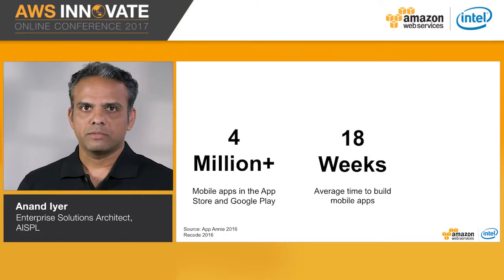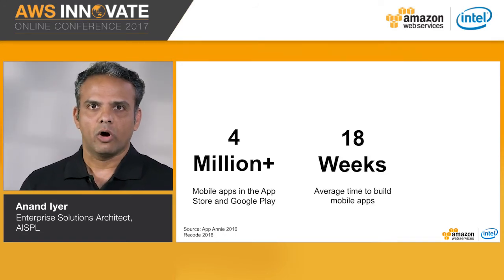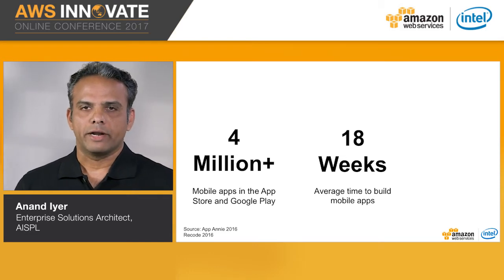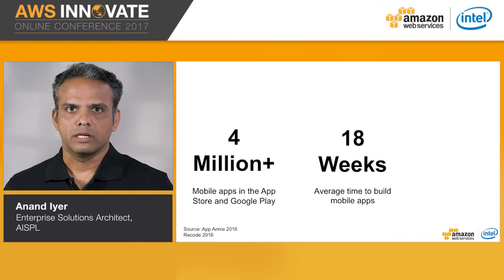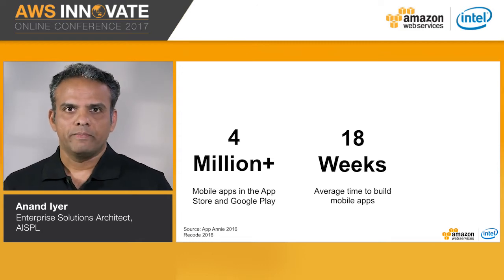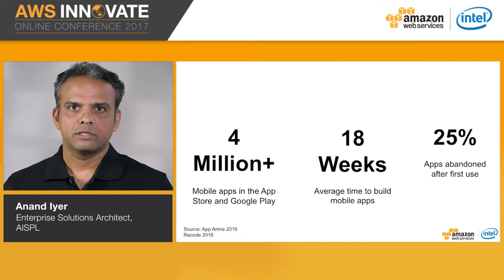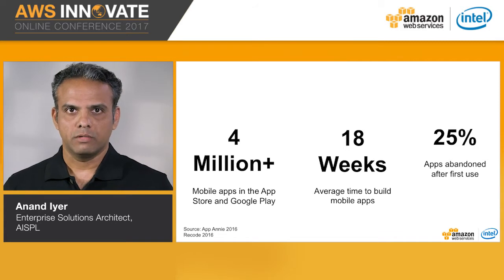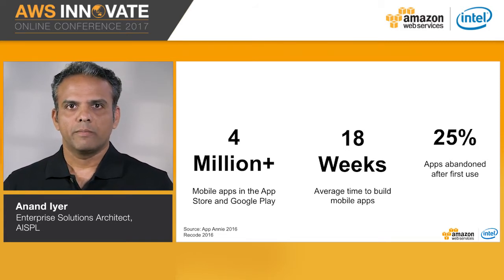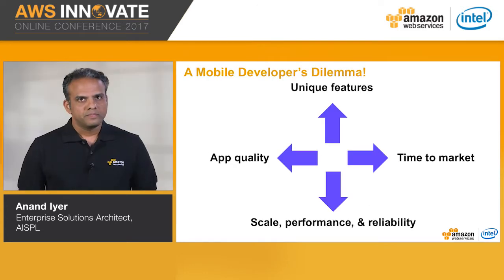Also, developing apps is a big investment. On average, app build times are 18 weeks, plus there is ongoing investment in maintaining and growing the usage of an app. As a result, many apps never get to see the light of the day of their second version. Many factors can help hinder success, including app quality, time to market, scalability, and reliability, and perhaps most importantly, the unique features of the app.